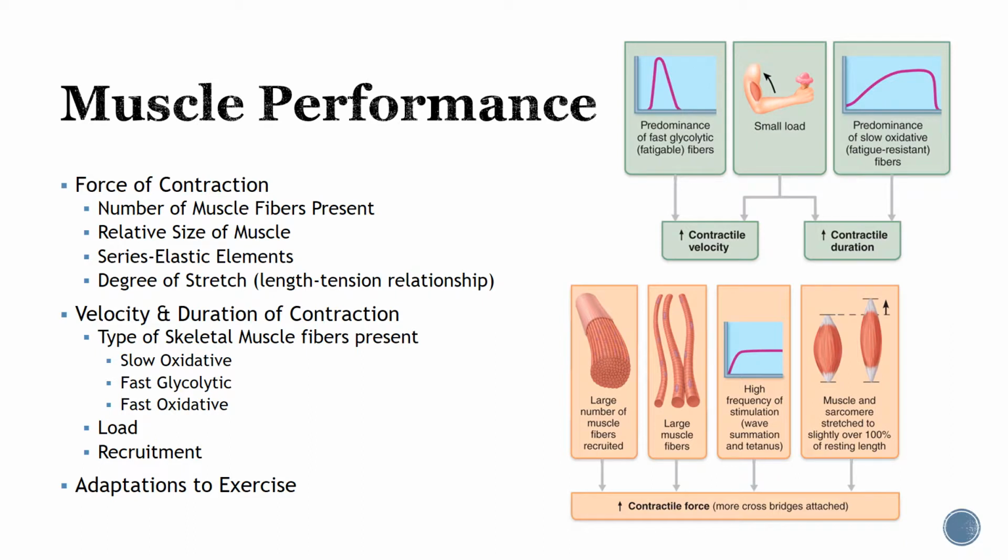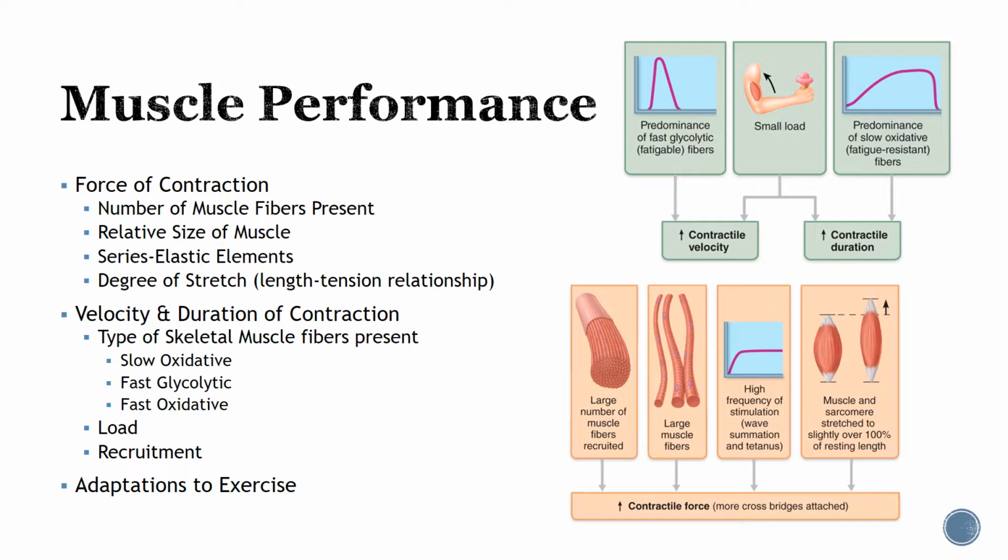Muscle performance. The force of contraction is determined by the number of muscle fibers. So if you have more fibers, it's stronger. The size of the muscle: if you have a bigger muscle, it's going to be stronger. The series of elastic elements refers to parts of the muscles that don't contract. And the degree of stretch, where muscles work better when they are slightly stretched.